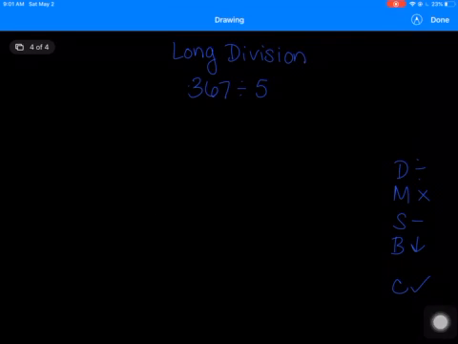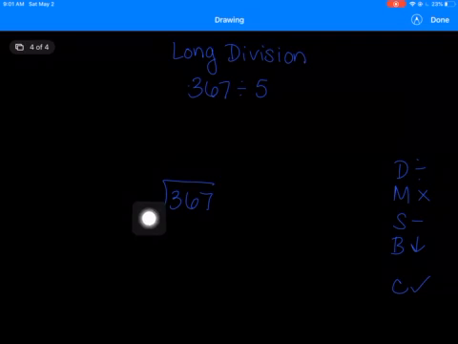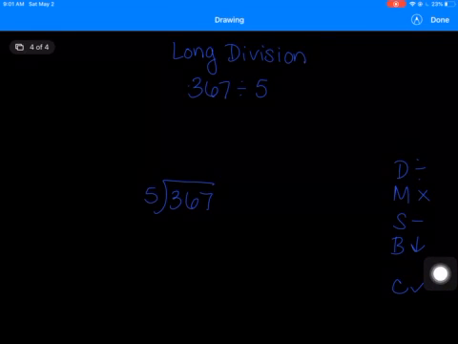In this problem, we are dividing 367, that's our dividend, by 5. I think I need to make the tail up here just a little bit longer. You can always extend it if you need.